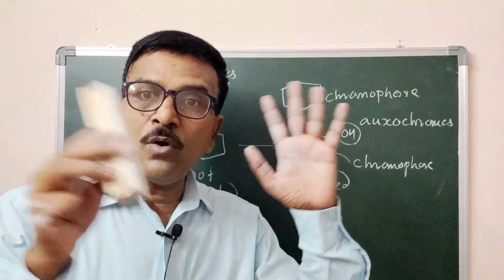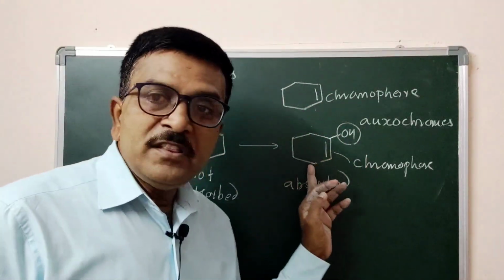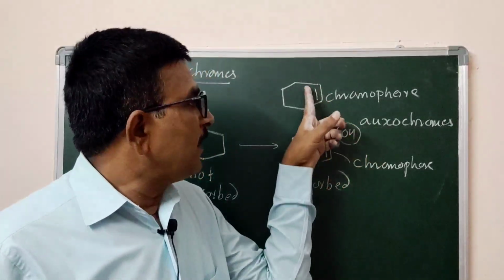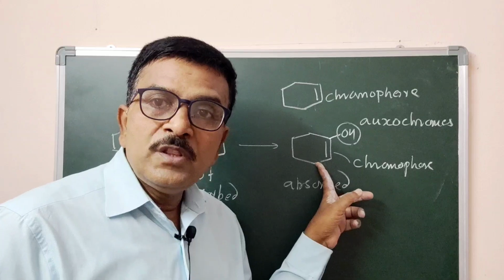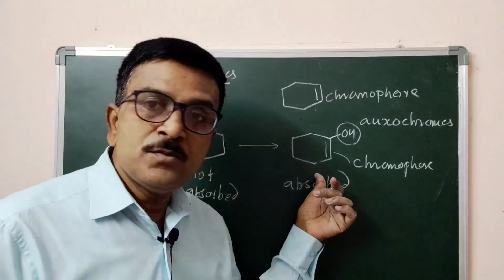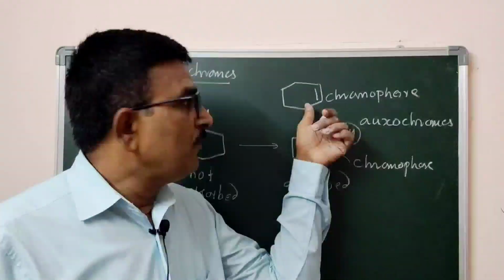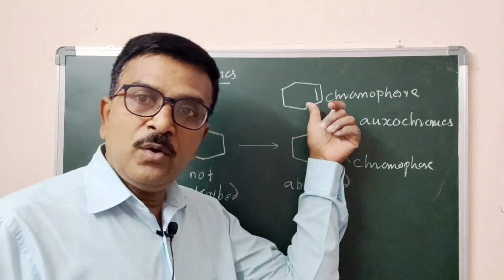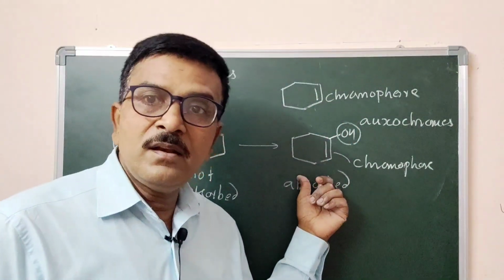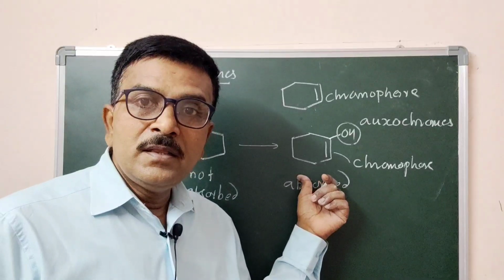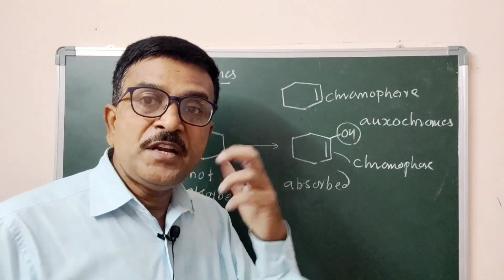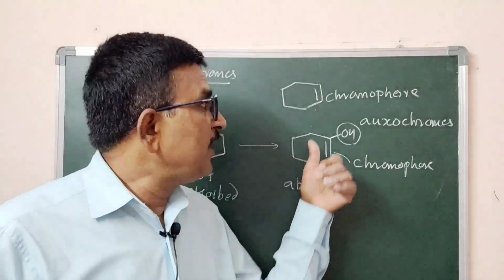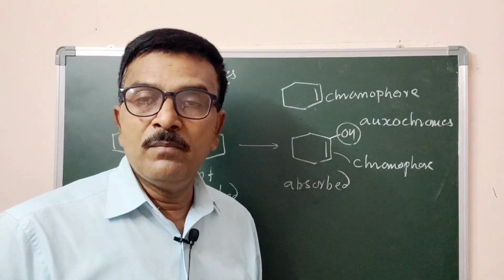Only chromophore, there is no auxochrome. When compared with this, the second molecule is cyclohexene with one auxochrome. When compared with these two, the absorption capacity of cyclohexenol is more when compared with cyclohexene. Are you following? Both are absorbed. Cyclohexene is absorbed, cyclohexenol is also absorbed, but the absorption coefficient, the absorption capacity of cyclohexenol is more when compared with the simple cyclohexene.